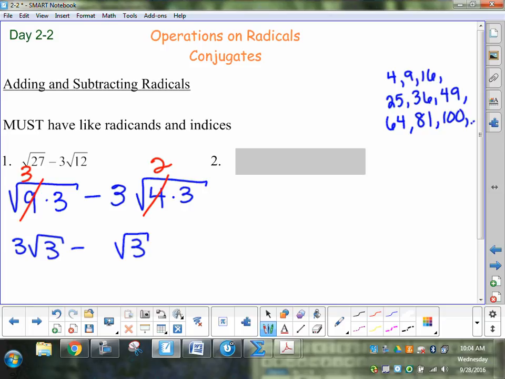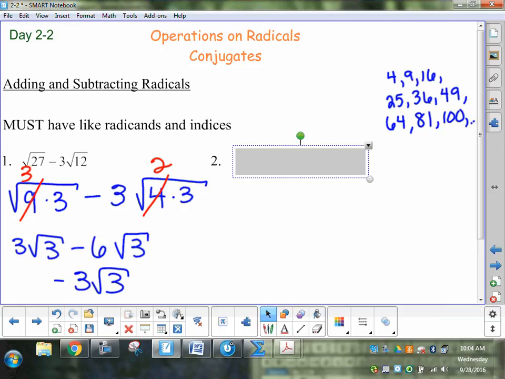It's going to be a 6. Why did you say 6 and not 5? It's 3 times that 2 that's there. Do we have like radicals? So now we just add or subtract my coefficients. This would be negative 3 root 3.